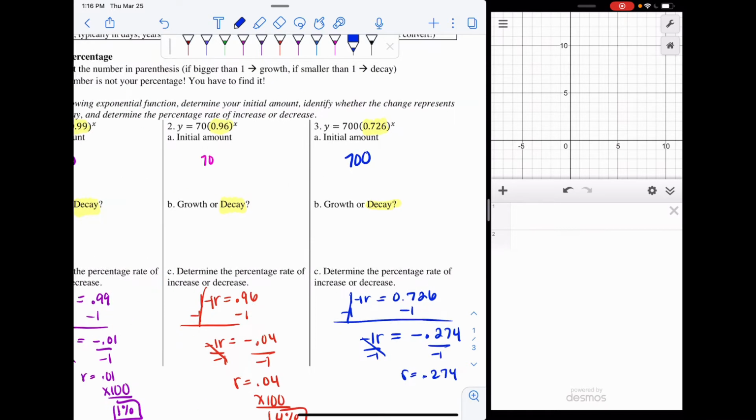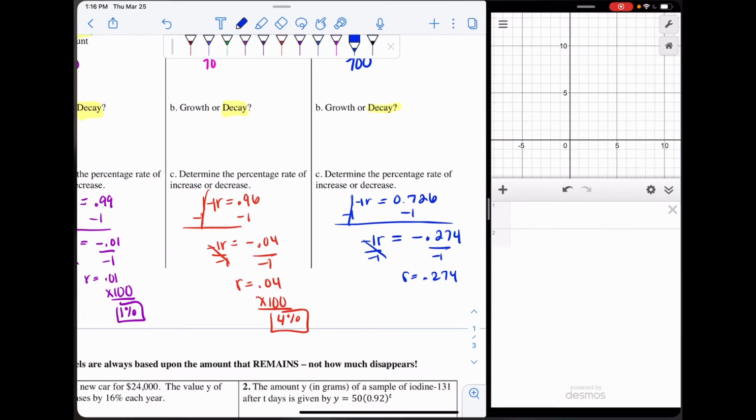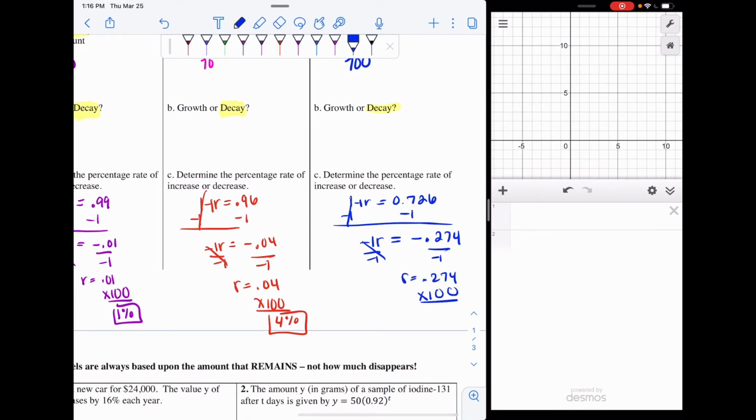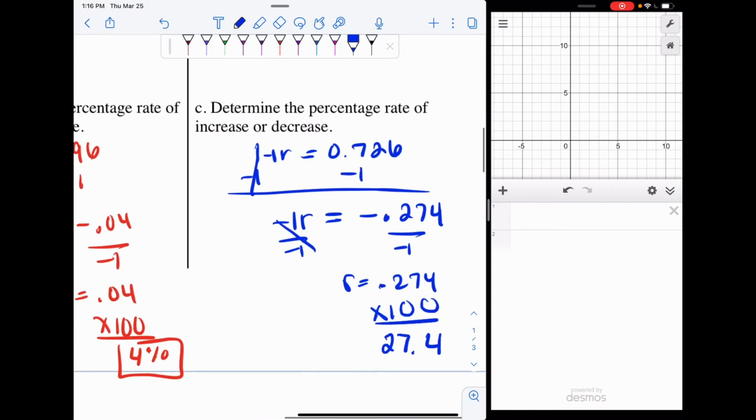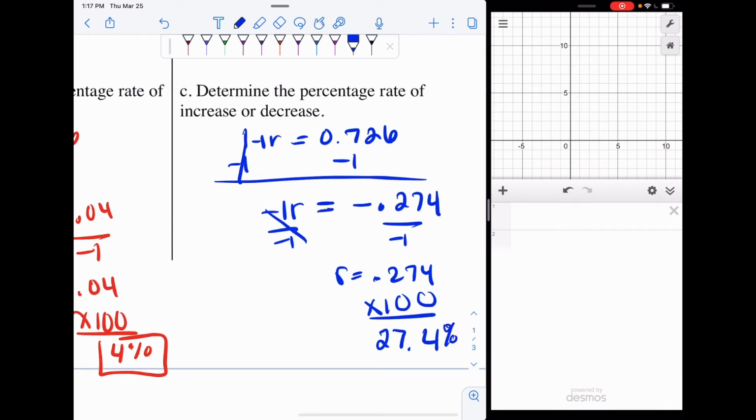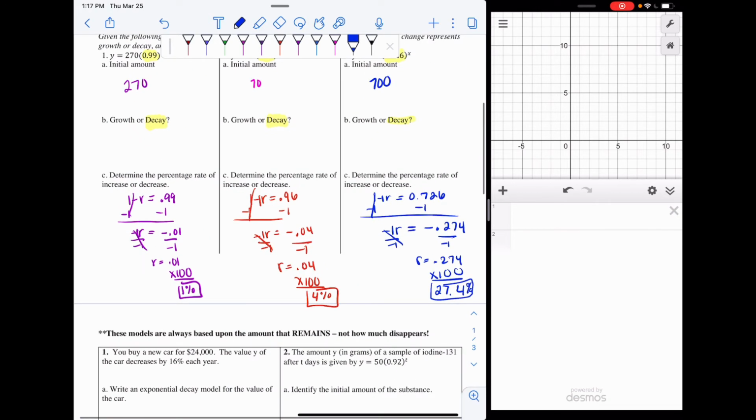Here's the issue. I want the percentage, so I got to multiply by 100. And I get 27.4%. And that's your final answer. So this is a 1% decrease, a 4% decrease, and a 27.4% decrease.